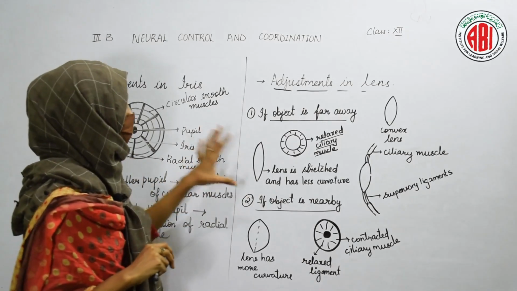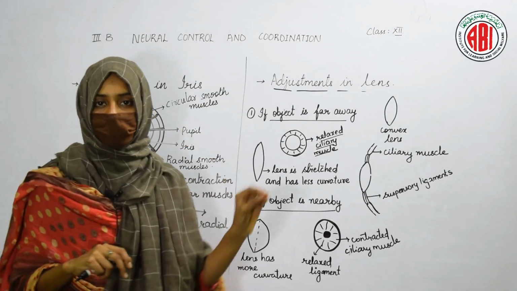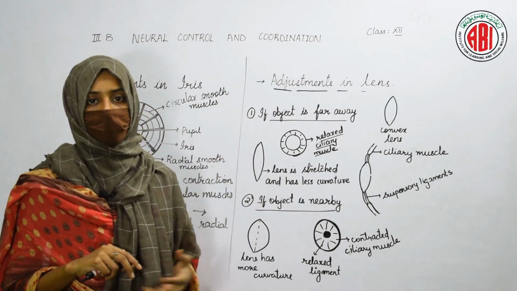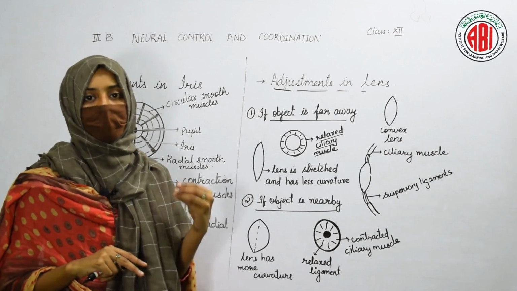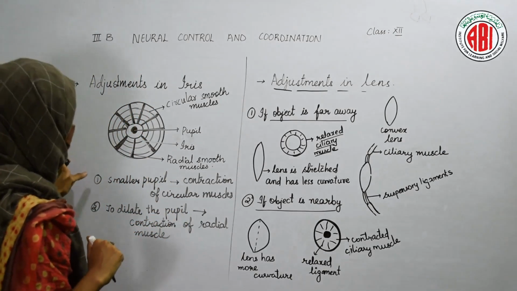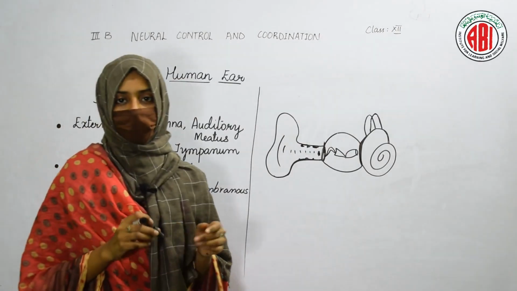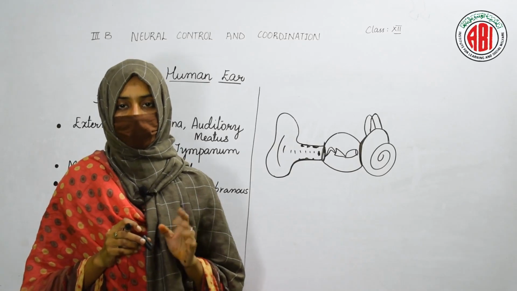So these are the two situations or cases in which you can see the different adjustments in the lens, due to which the visualization of different things is possible. So this is about the adjustment in iris and also about the adjustment in lens. Up till now we were discussing the human eye and the mechanism of vision.